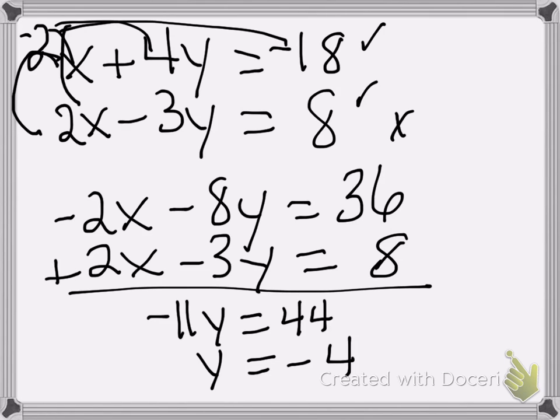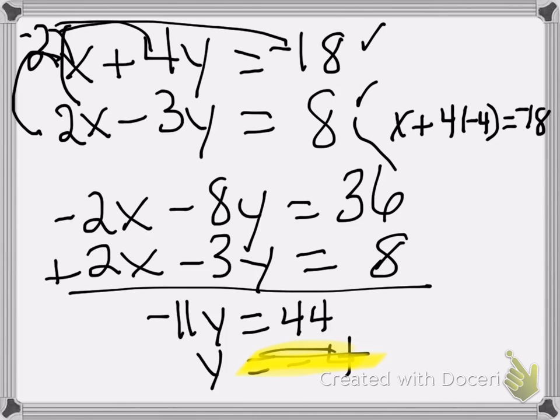x plus 4y. So I'm going to put 4, and I'm going to plug in the y that I found, which is this right here. Oops, I thought I had my highlighter. I'm going to plug that -4 in. So 4 times -4, okay, equals -18. So that's going to be x - 16 equals -18.